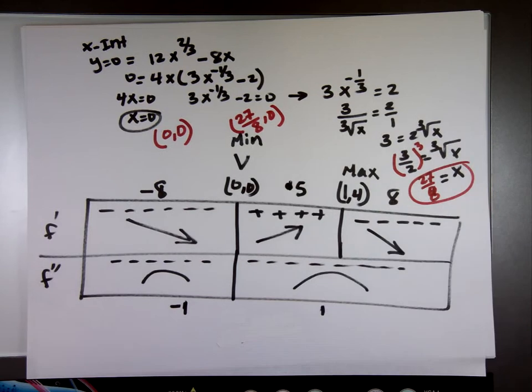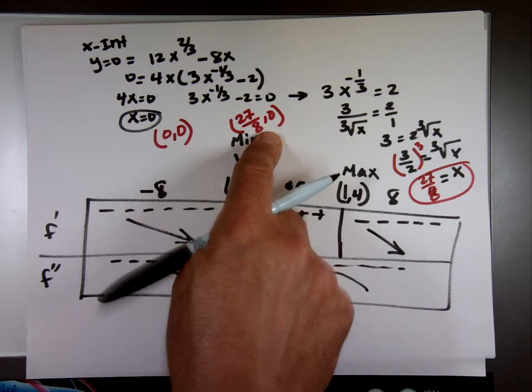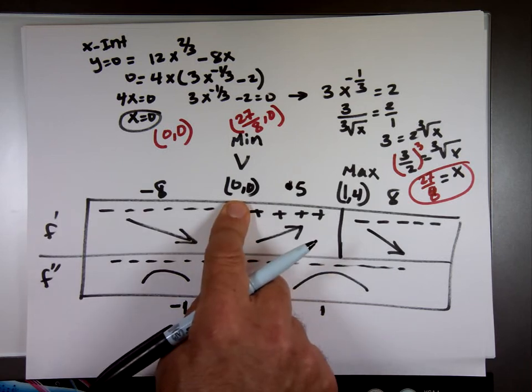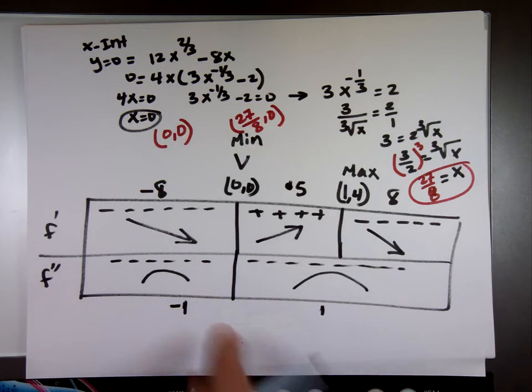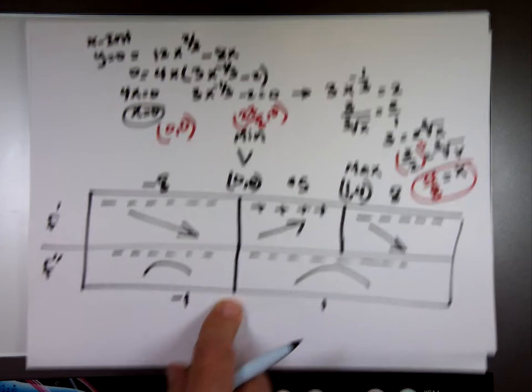So we answered the first 6 questions. It says, where is the intercept? Right here. Where is the minimum? Right here, (0, 0). Where is the maximum? Right here, (1, 4). Inflection point: none, it does not exist because that's a V shape. Find the equation of asymptotes: there are no asymptotes. So the last one, just graph it.